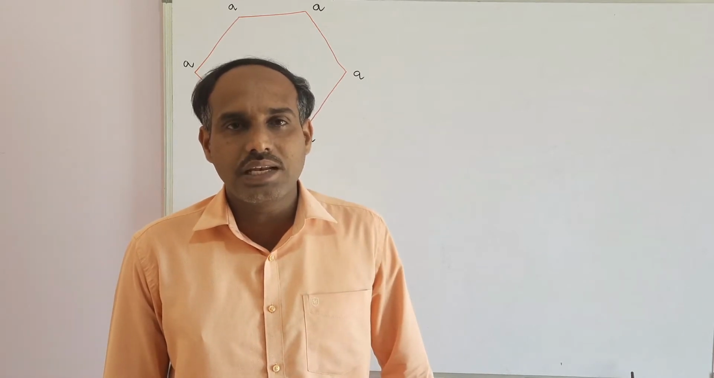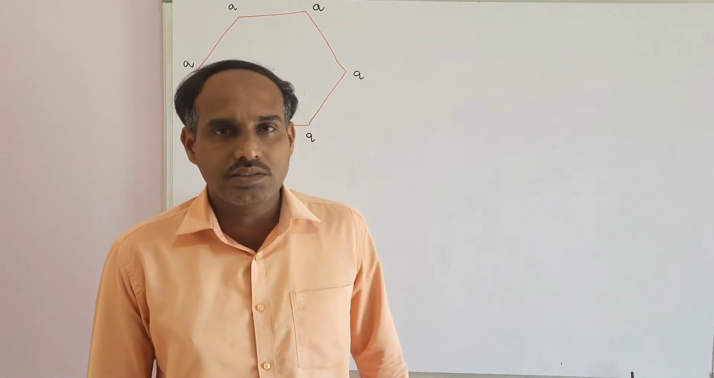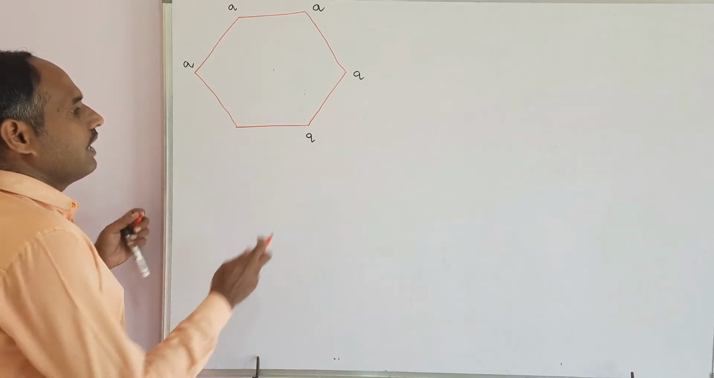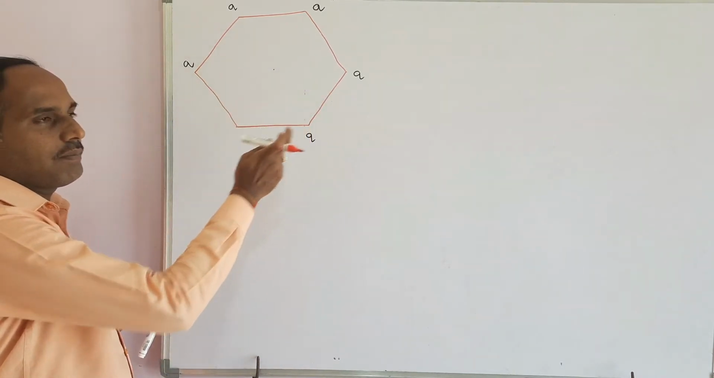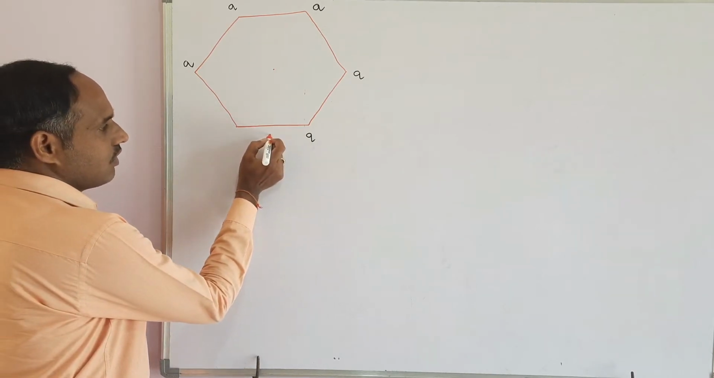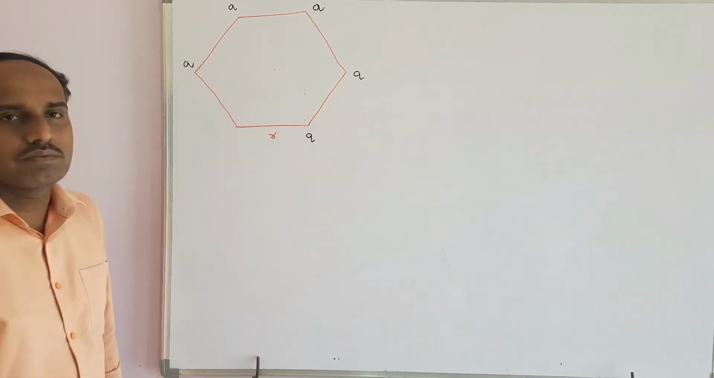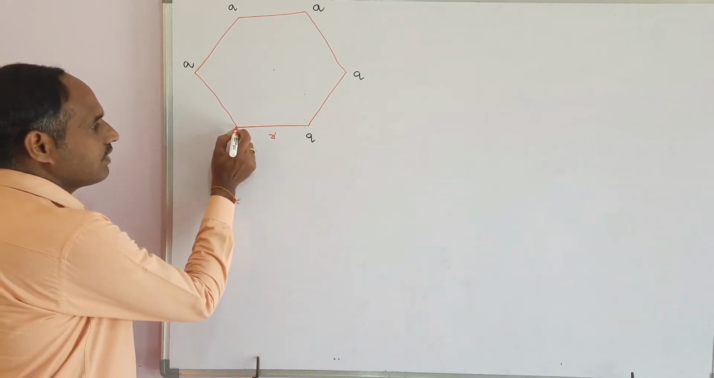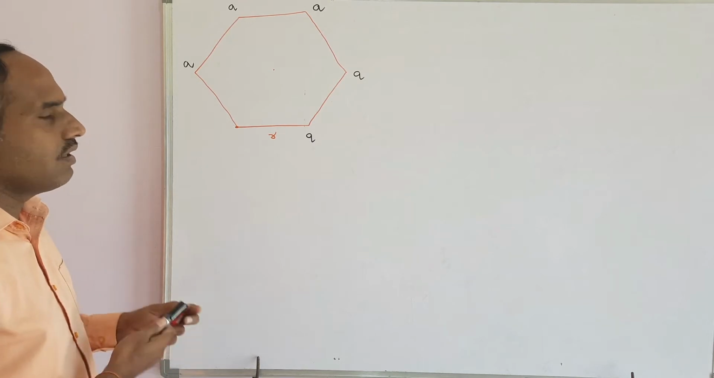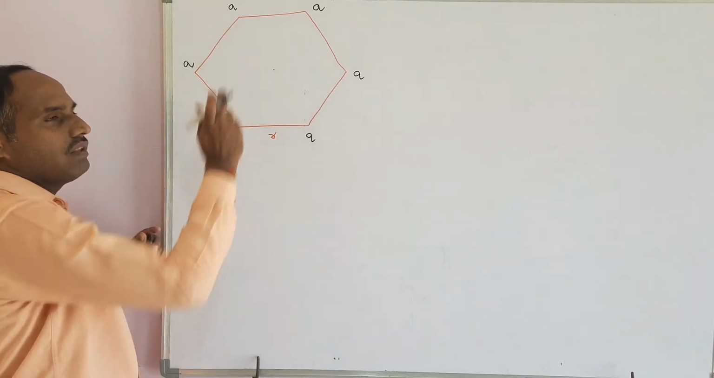Today's video will discuss the electric intensity due to multiple charged particle systems. In this one I am taking 5 identical charges placed at the corners of a regular hexagon of side R. My intention is to find the electric field intensity at the empty corner. At this empty corner we have the electric field due to all 5 charges.